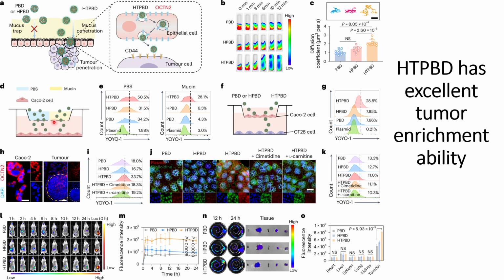But when they use the mucin, through the transfer assay they can see the diffusion probabilities of these HTPBDs are higher, that is around 28.1% compared to the control cases, that is HPBD and PBD, that is 6.5 and 4% respectively.